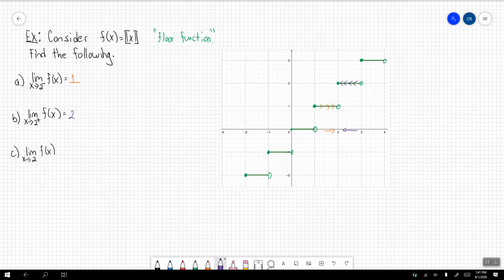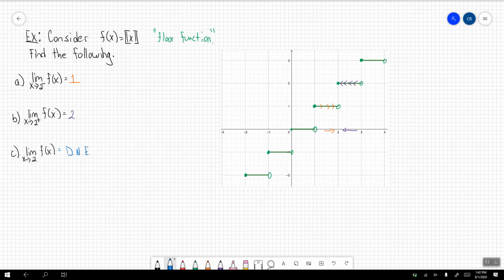Now, the big question stands. Looking at part A and part B, if part C exists, then part A and part B must be exactly the same. So does part C exist? No, it does not. The limit does not exist. Well, why not? Because the left and right hand limits don't equal one another. So this limit, as my answer, does not exist.